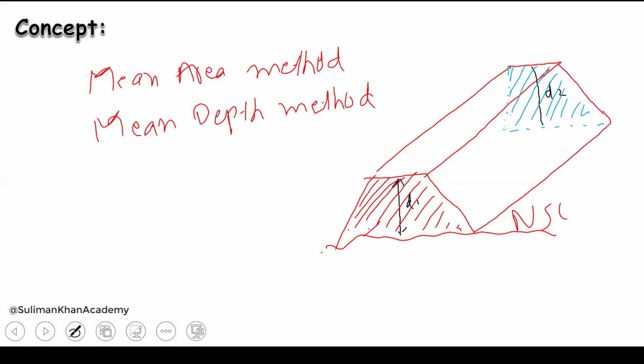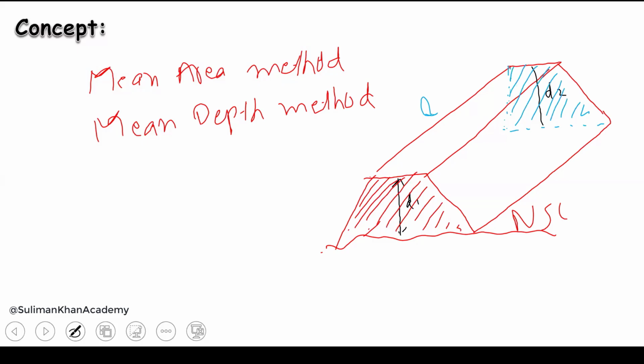Now, if the areas at both sections were the same, it would be very straightforward. You would just multiply this area with the length to get the quantity of the earthwork, and we have done this many times before. Now we are discussing the mean area and mean depth because we have different dimensions at both ends of the same embankment.